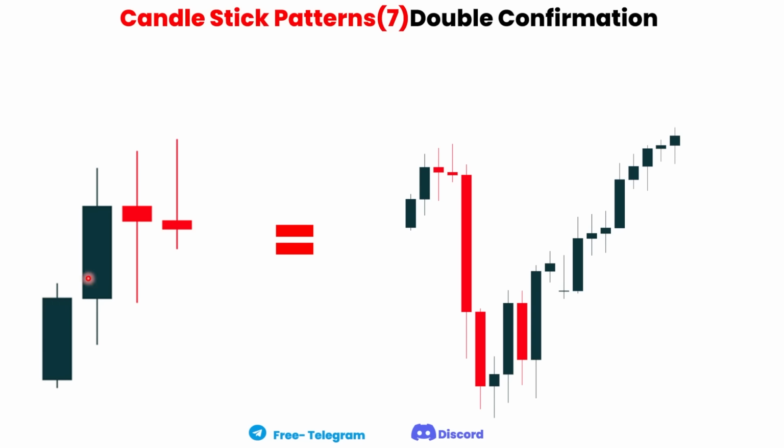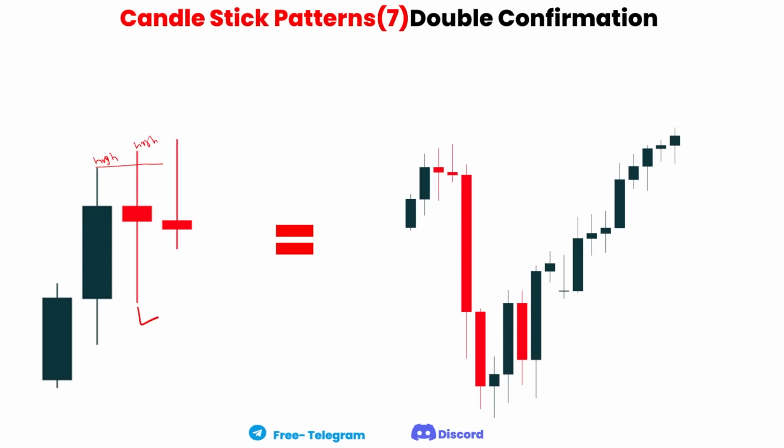We have a bullish candlestick, and we have a high here, and then it closed bearish. But we didn't want to use this one. We want to use double confirmation. That means you will wait for the market to make another bearish candlestick that trades above some highs here. So we can see that we have a high here, and then we have a high here.